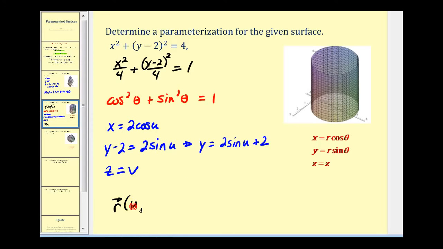The vector valued function would be equal to 2 cosine u, 2 sine u plus 2, and v. Let's take a look at one more type.